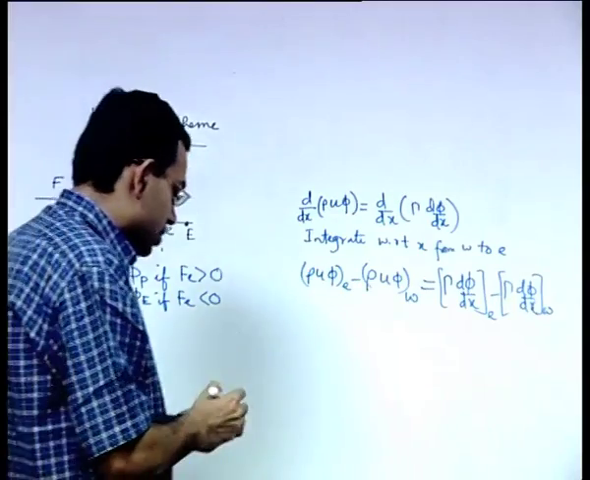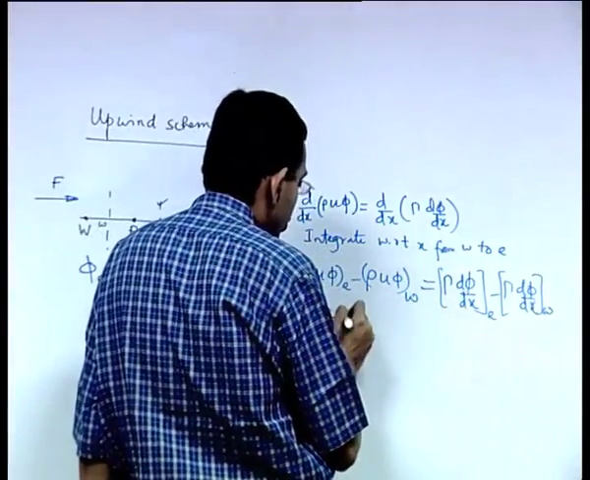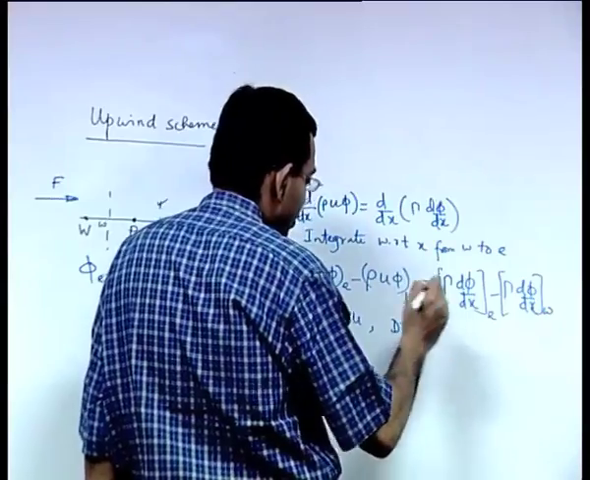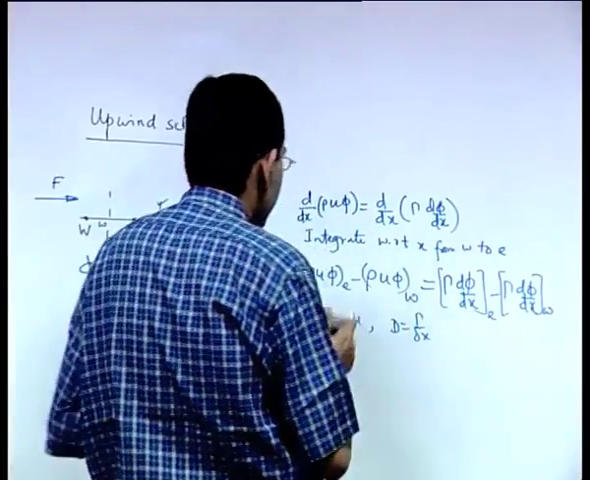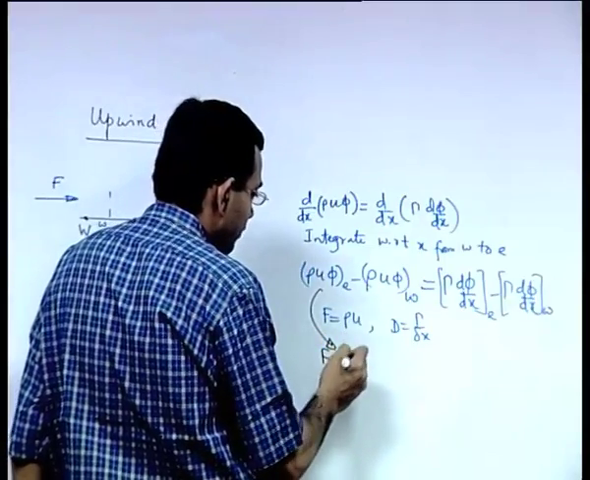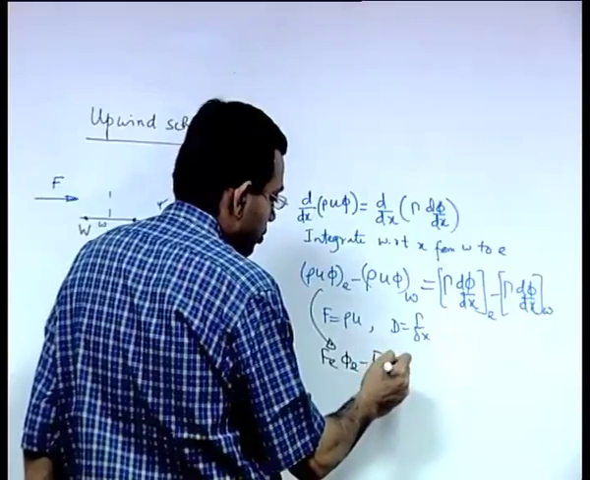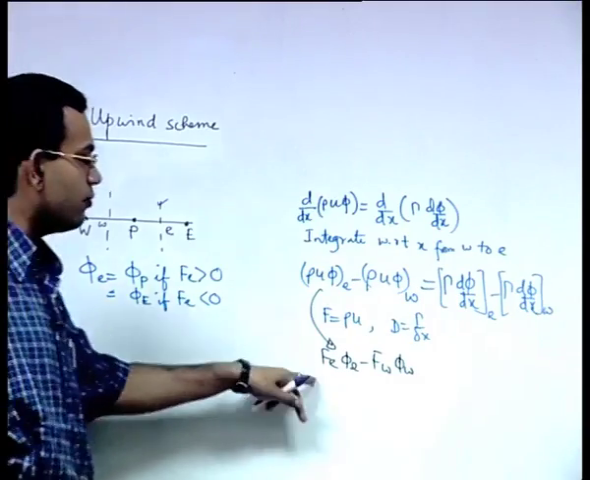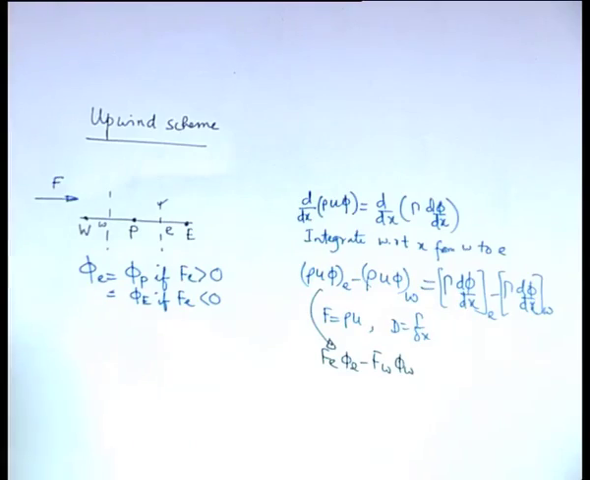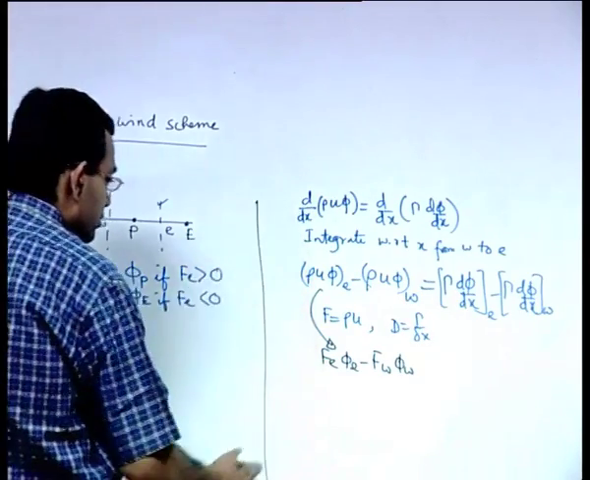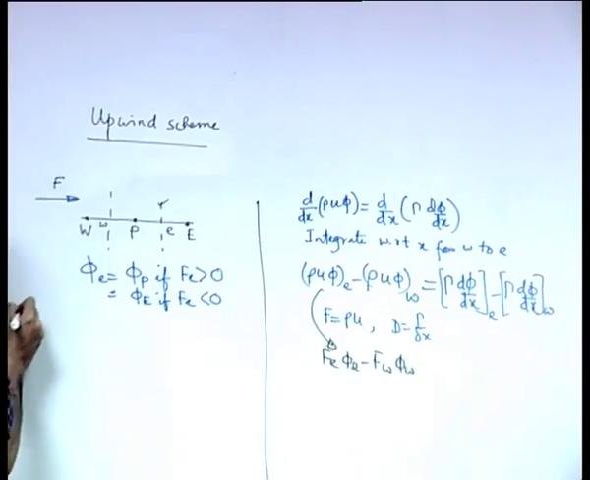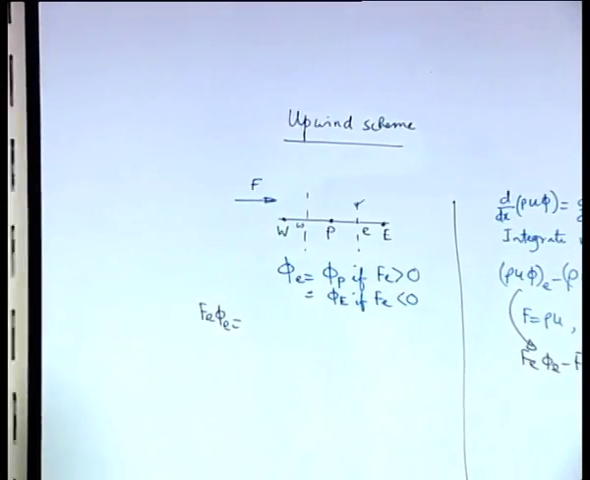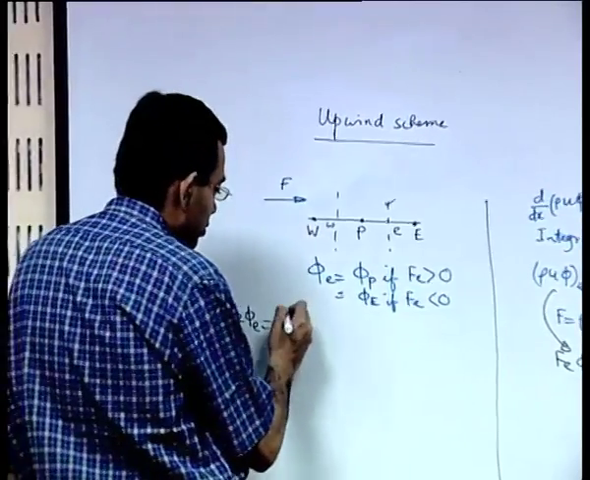So, in terms of our symbols, F is equal to rho u and D is gamma by delta x. Using those symbols, the left hand side is F e phi e minus F w phi w. So, we do not just require phi e, we require F e phi e, the product of these. So, we can write F e phi e is equal to what?